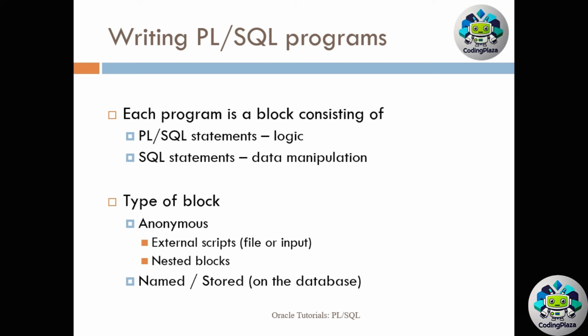So, types of blocks. There are mainly two types of block: anonymous blocks and named blocks, like stored procedures or packages, whatever it may be. An anonymous block is nothing but a program you are not storing anywhere in the database. You are writing an anonymous block which is going to access the PLSQL engine. One is anonymous, and the other is named or stored procedures, functions, packages or jobs.